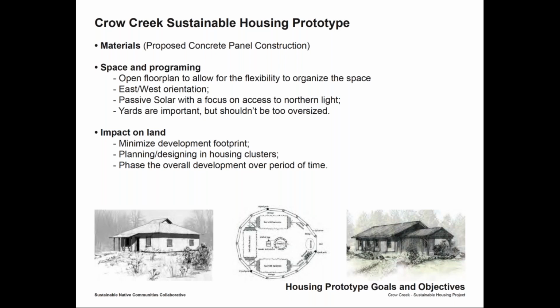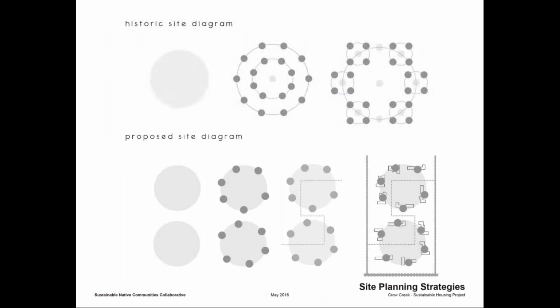Passive solar was a big component, knowing that the high-tech components would be the cherry on top, and we would develop a process so that hopefully the bones of the building were strong to begin with. We also understood the importance of going back and forth between large lots versus small lots, trying to find a medium there, and then the impact on land, minimizing the footprint, thinking about clustering and keeping some open spaces, and then phasing it over time.